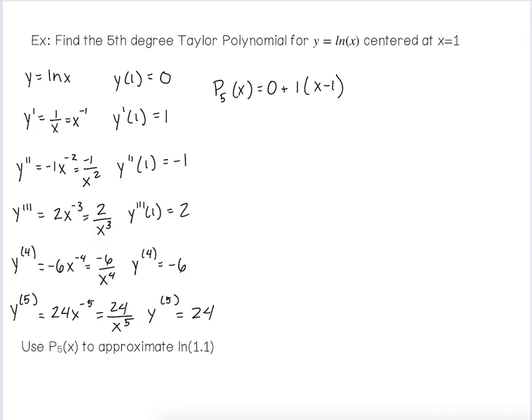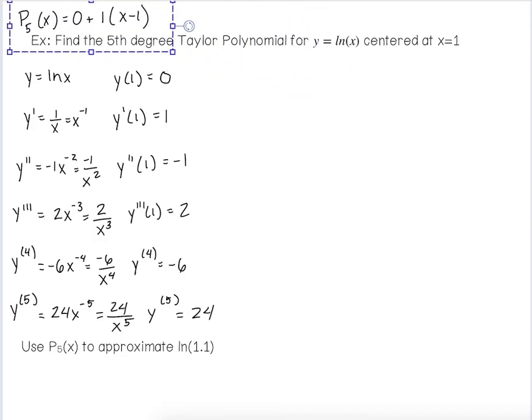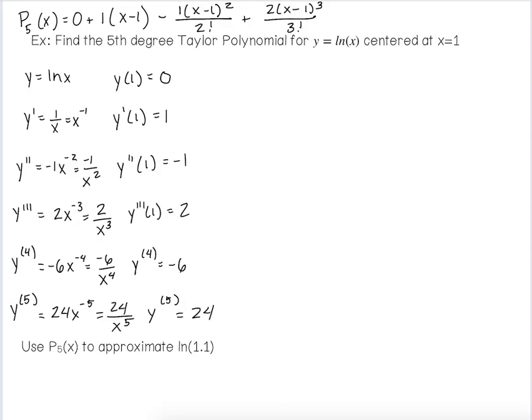I'm going to write this up top just so I have a straight line area to put it in. Plus my second derivative, in that case this is a minus, so I get 1 times x minus 1 squared all over 2 factorial. And then I'm going to put out my third degree term, so that's plus 2 times x minus 1 cubed over 3 factorial, minus 6 times x minus 1 to the fourth over 4 factorial, plus 24 times x minus 1 to the fifth over 5 factorial.